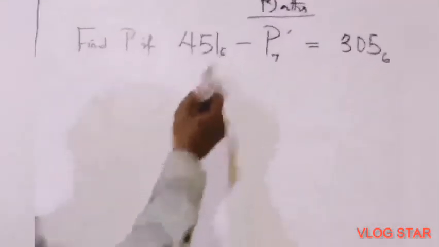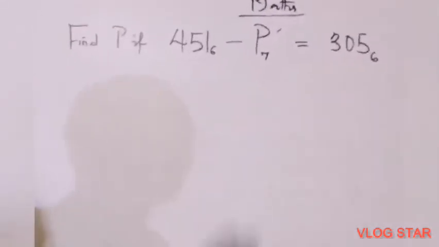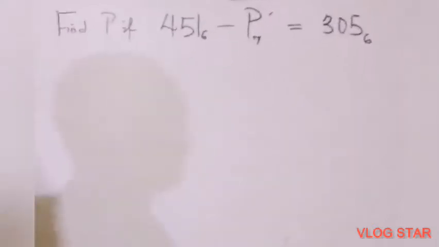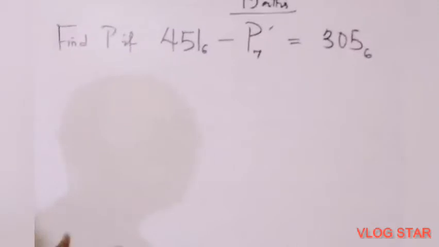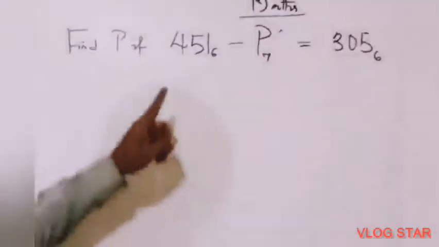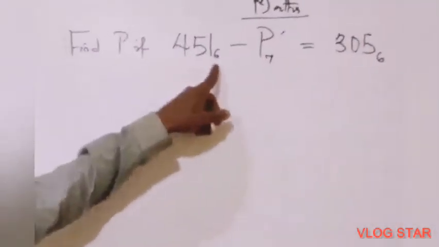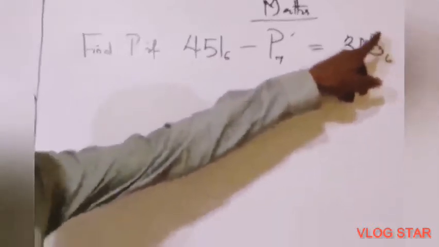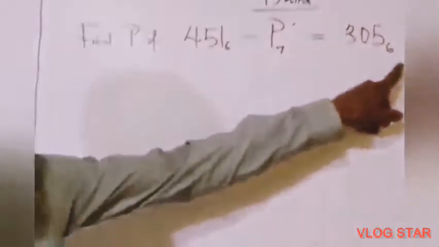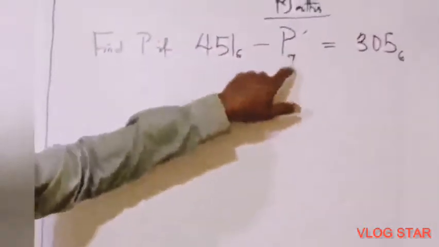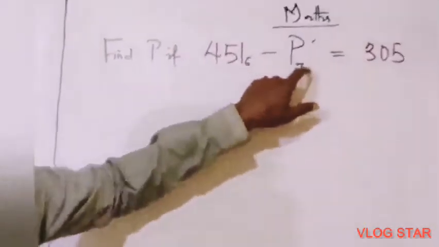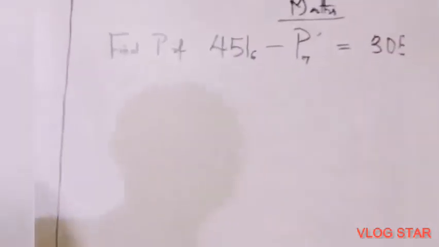I have a problem that says find P if 451 base 6 minus P base 7 is equal to 305 base 6. There are two ways you can actually solve this problem. The first way which I would like to attend to is, first, because they are in different bases, I will first of all bring all of them to base 10. Then whatever value I get, I will convert it to P in base 7, because P is a digit.